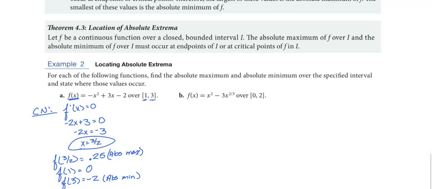So we're going to find critical numbers. To find a critical number, we're going to take that derivative and set it equal to 0. We're going to have 2x minus 3 times 2/3, which is a minus 2, x to the negative 1/3. Let's set that guy equal to 0.